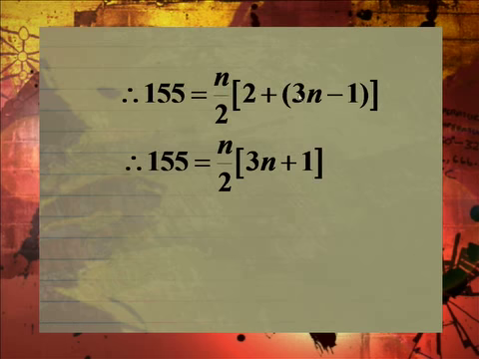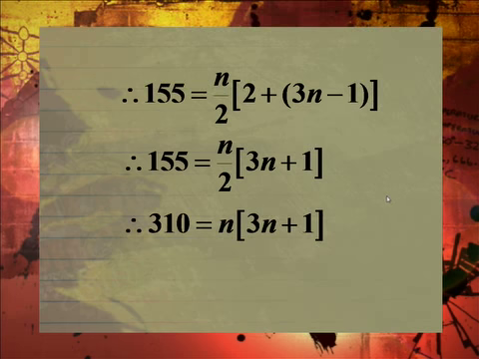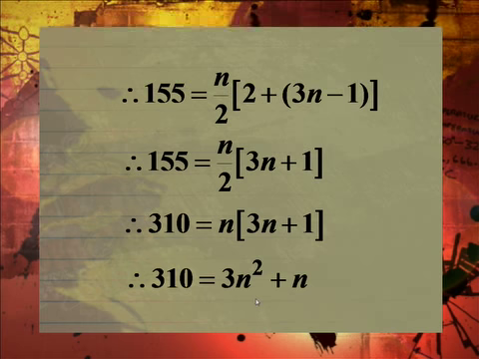Maybe if I fix this up, there's 3n, and 2 minus 1 is 1. So that's pretty cool. What did I do here? Well, if I multiply the right by 2, that's going to vanish. But what I do to the right, I do the same on the left. So that cancels the 2, and 155 times 2 is 310. Great. Now we're going to multiply this out. 3n squared plus n gives me this.